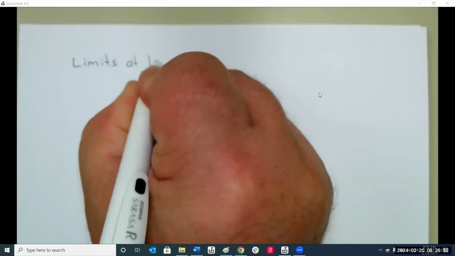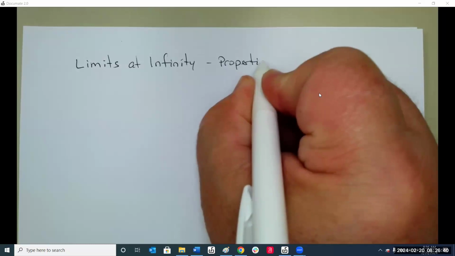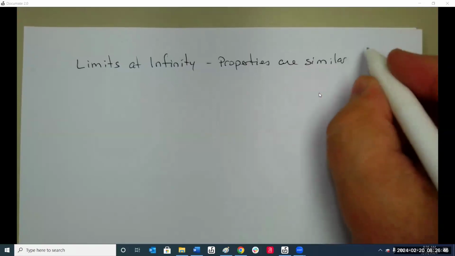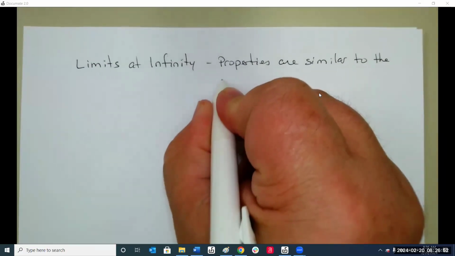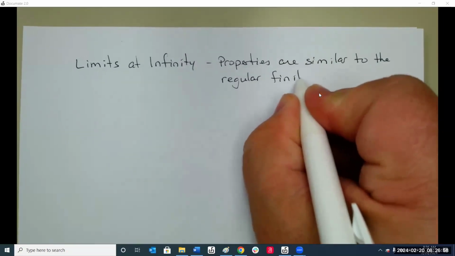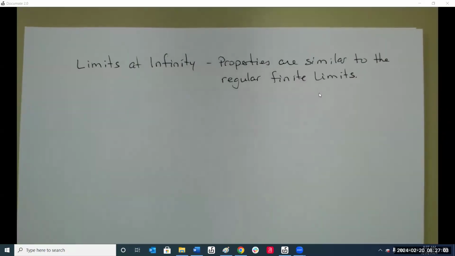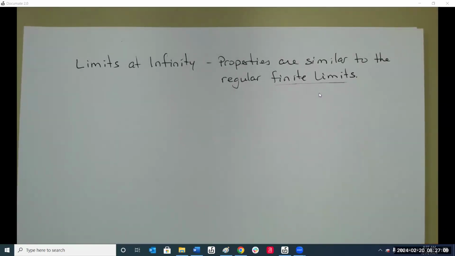Okay. Limits at infinity. Properties are similar to the regular finite limits. What do I mean by finite limits? What are finite limits? And what are the properties we're talking about?